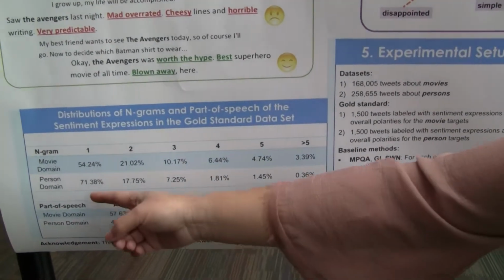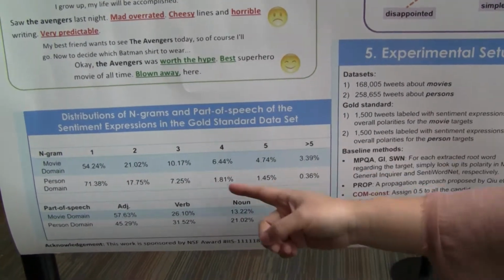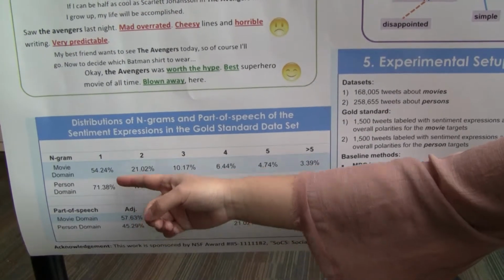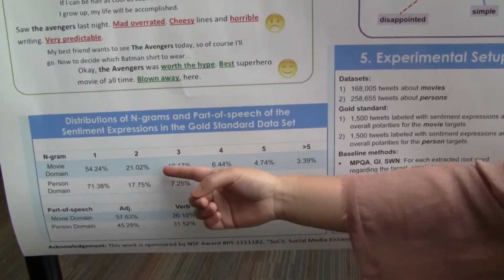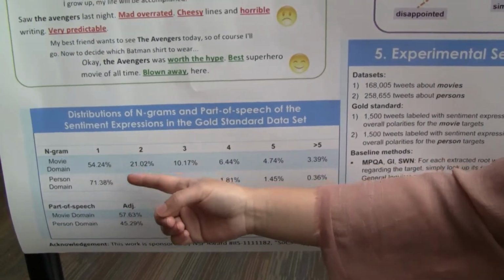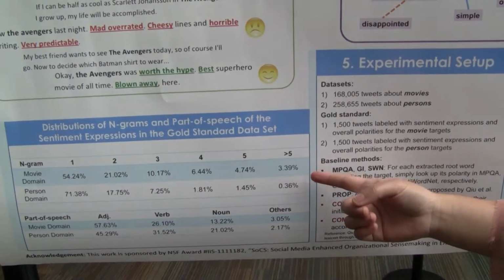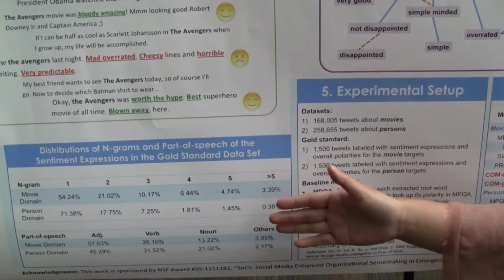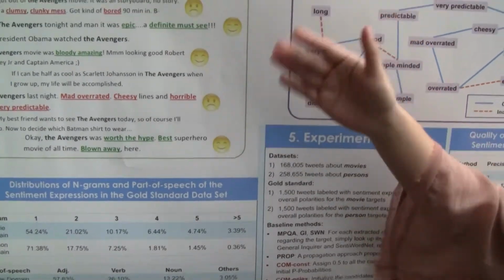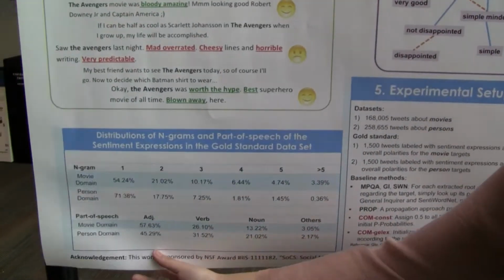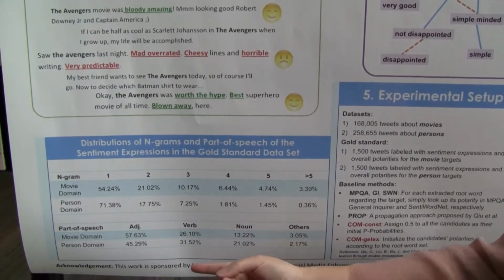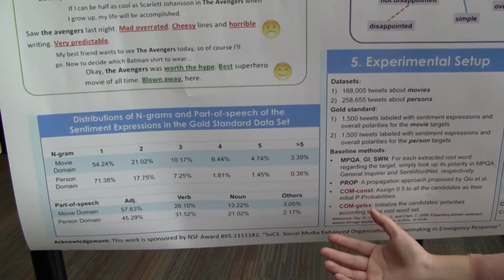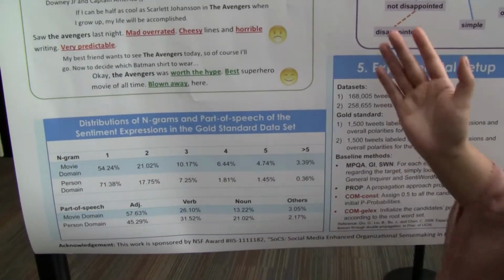We can see from this table that in the movie domain, only 50% of the expressions are single words, unigrams, and for the other nearly 50%, they are n-grams with different lengths. So that also demonstrates the diversity of the sentiment expressions in Twitter. And from the part of speech perspective, half of the expressions are adjectives, and there are also verbs, nouns and other parts of speech.